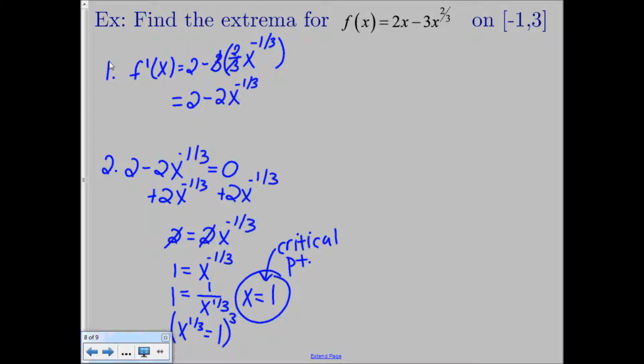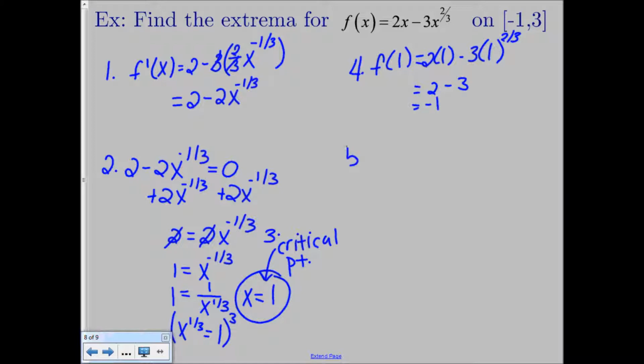Okay, so now let's go back and find, that's step 3 usually, all of our y values. Since we only have one critical value, we only have to plug in one x value for step 4. So let's find what f of 1 is. That's going to be 2 times 1 minus 3 times 1 to the 2/3, which is just going to be 2 minus 3, since 1 to the 2/3 power is always 1, so we're going to get -1 here.